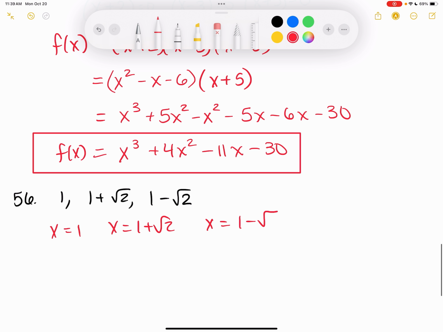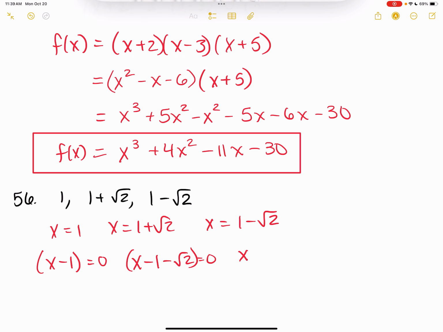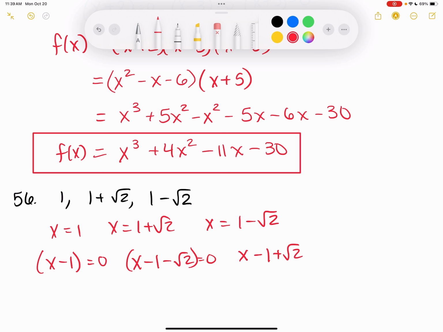Because when I move this stuff over to find my factors, I have x minus 1. Over here, I have to subtract both of these things, so x minus 1 minus the square root of 2, so that's a factor. And then over here, I'm subtracting 1 but adding the square root of 2, so it's x minus 1 plus the square root of 2. And then we would just take those at that point and multiply them out.